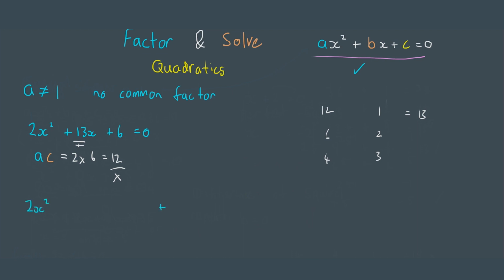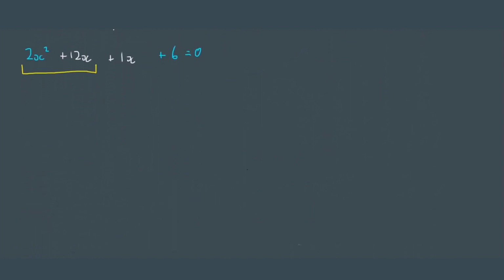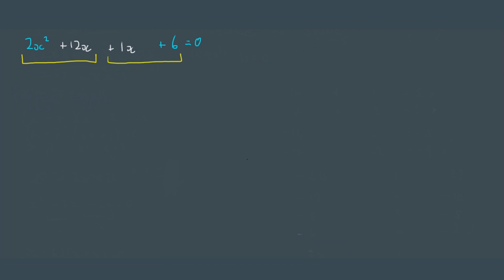So I'm going to split this up now. 2x squared at the front, 6 at the back. But instead of writing 13, I'm going to write 12x plus 1x. And the order doesn't matter for how we write this. 12x plus 1x, because that adds to give 13. Now the next step in our strategy is just to factorize the first two terms separately and then factorize the last two terms separately as well.